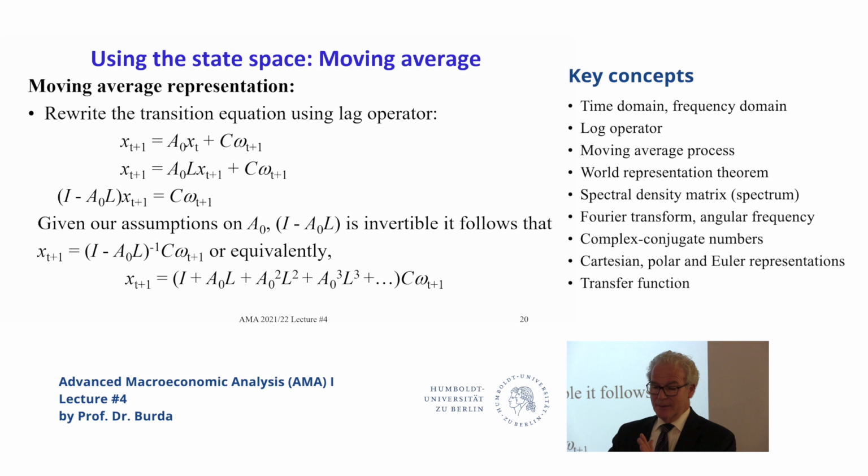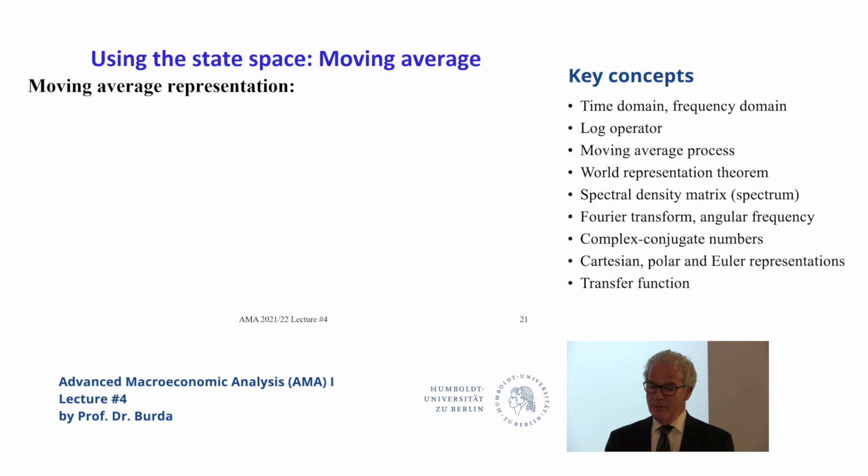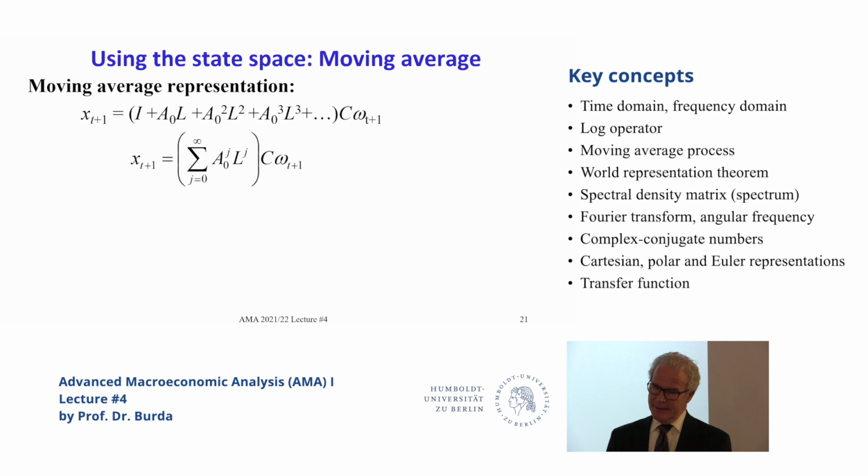And this is an infinite moving average. So that's one representation of the data, if you allow me to use the state space representation. Now look carefully at that. We see that A0 and C basically contain everything. I just have to transform it. And that gives me the current value of the state vector, which is an amazing fact.